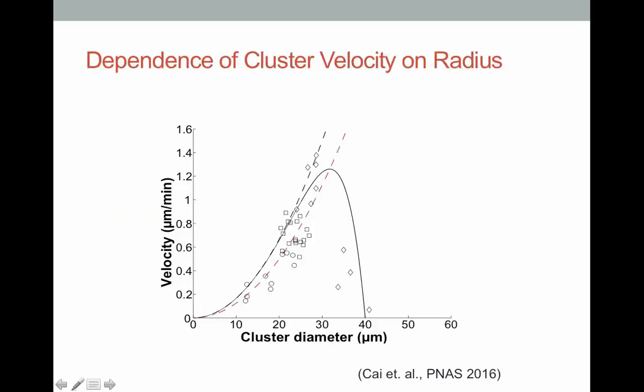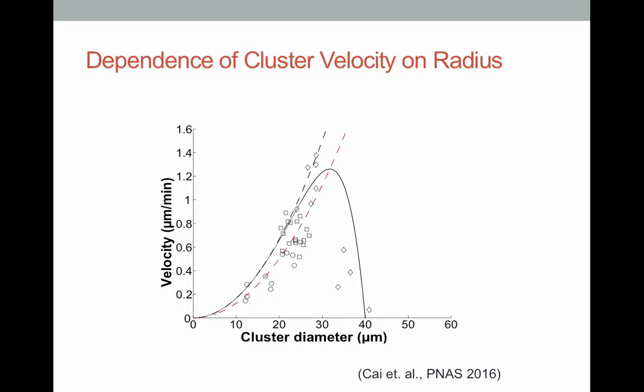You can see that at smaller cluster diameter, the velocity of the cluster really increases linearly with cluster diameter, up until a point where increasing cluster diameter no longer gives the cluster an advantage. At larger than 24, they kind of level off. But then when you have an even larger cluster, the increase in velocity, this advantage, is no longer there.